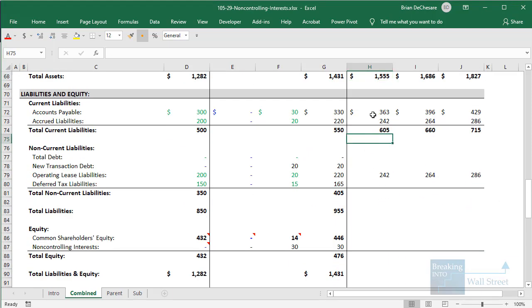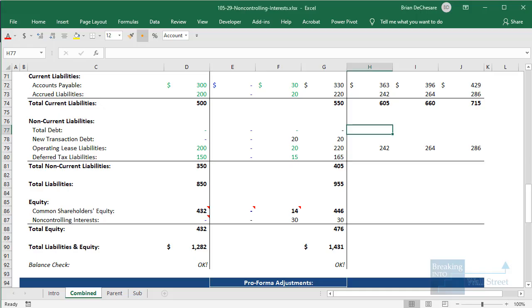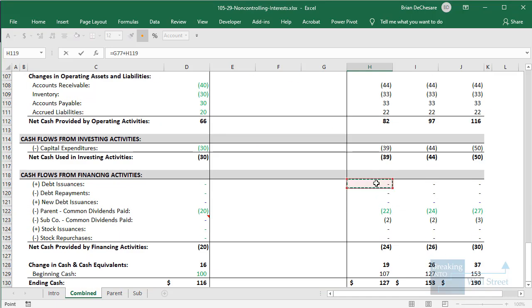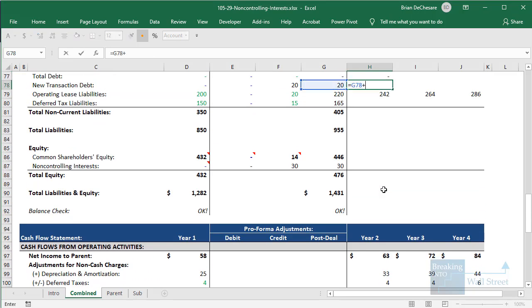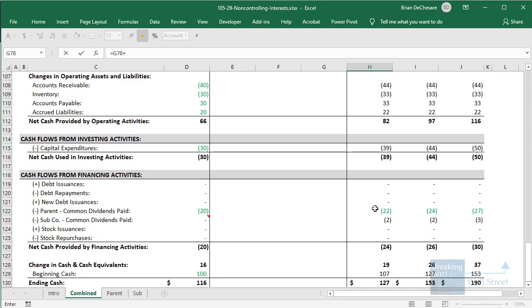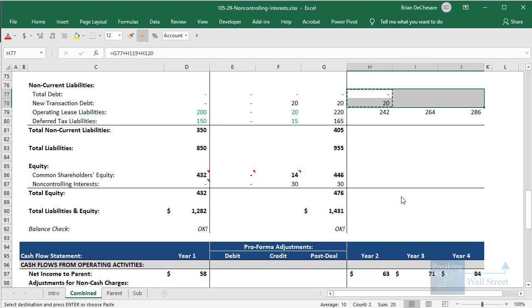Now moving to the other side, again, a lot of these items are simple combinations, but a few are not. Common shareholders' equity will be a bit complicated. Let's start by looking at the total debt and the new transaction debt first. Total debt, we'll take the old number, we'll add debt issuances, and then debt repayments here, we're really subtracting the debt repayments. For new transaction debt, we'll take the old number, and then we will add the new debt issuances. We can copy these across.